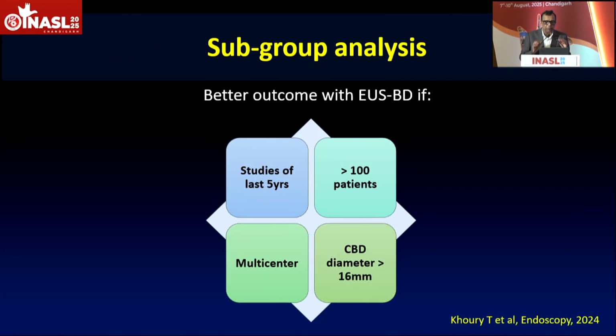Now, when you do a subgroup analysis of the first meta-analysis, the better results were in the last 3 years studies. All the studies which had more than 100 patients, those were multi-center, and most importantly, where the CBD diameter was more than 16 millimeter. So they had either pre-selected, or ultimately the result shows that the CBD diameter was more than 12 millimeter, and mostly they had 16 millimeter in their patients which were subjected to this study.